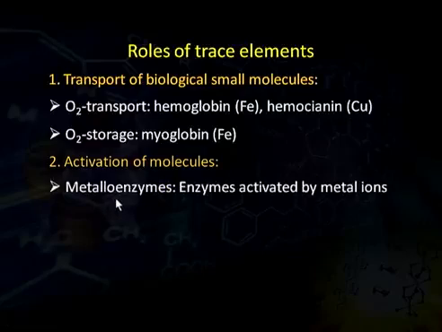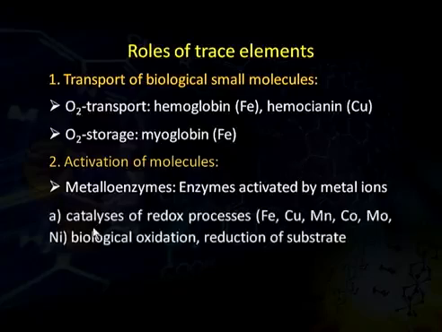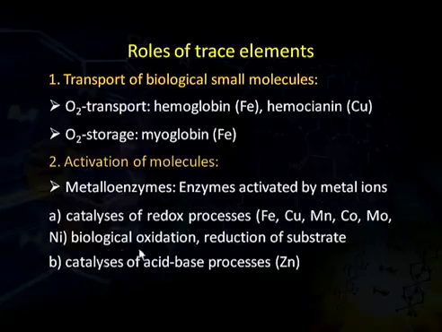We have some metalloenzymes in the body. These are the enzymes which are activated by the metal ions, and their function is to catalyze the redox process. Redox process is basically the process where biologically oxidation and reduction of the substrate takes place simultaneously, and in redox process catalysis the elements required are iron, copper, manganese, cobalt, molybdenum and nickel. We also have catalysis of acid base processes. Here the element zinc is required.